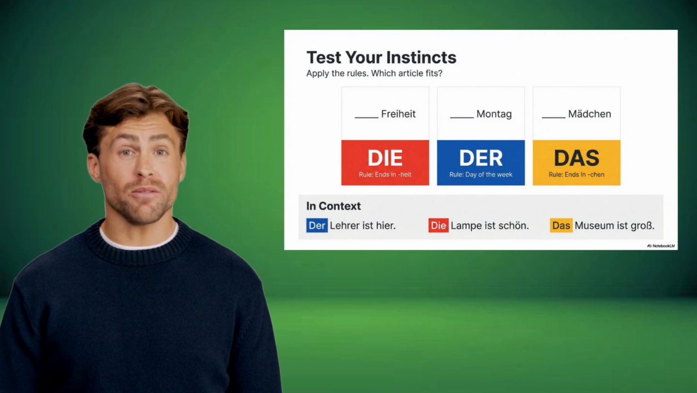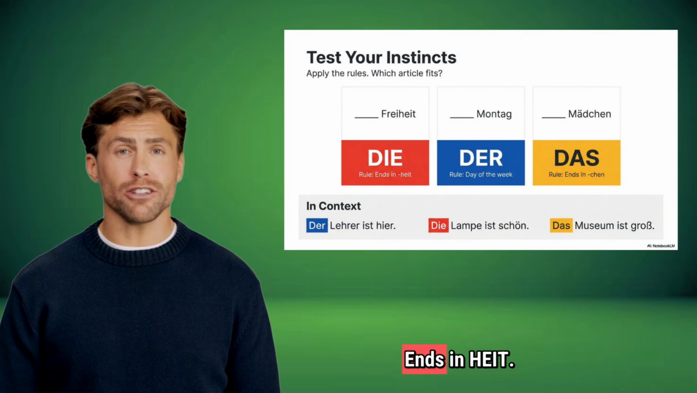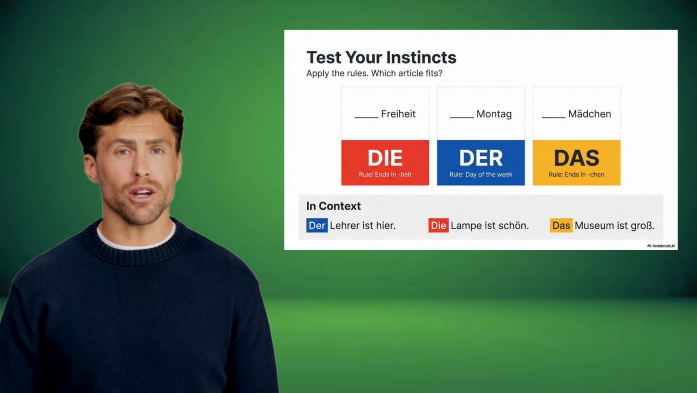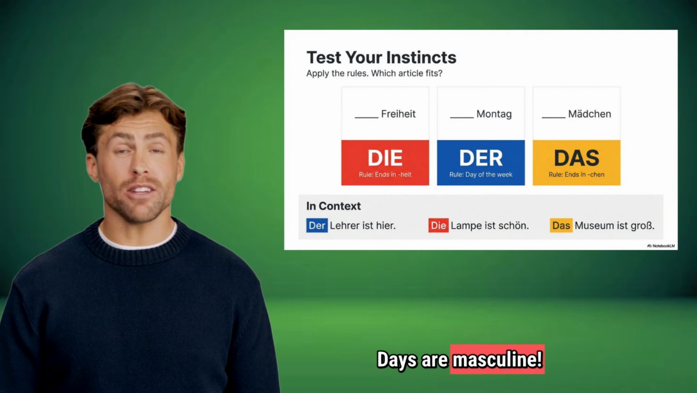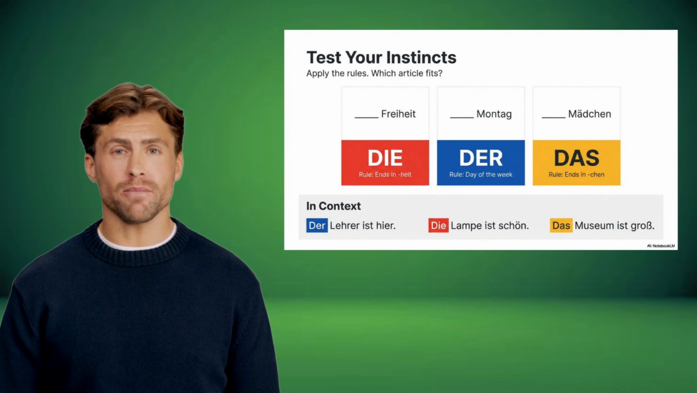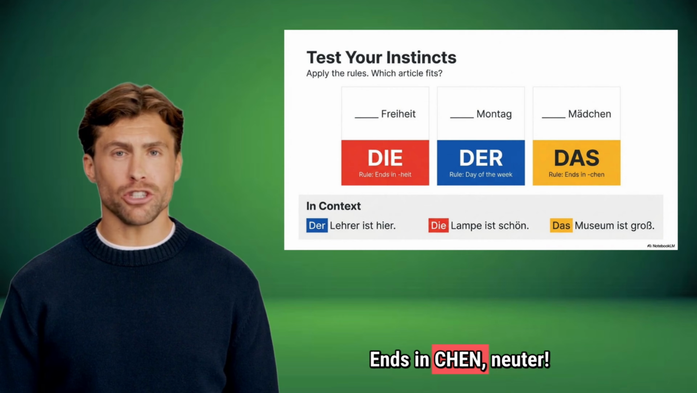Let's test your knowledge. What's the article for Freiheit? Ends in heit. Pause. Answer. Die Freiheit. Heit is feminine. What about Montag? It's a day of the week. Try it. Answer. Der Montag. Days are masculine. What about Mädchen? This is tricky. Answer. Das Mädchen. Ends in chen, neuter.